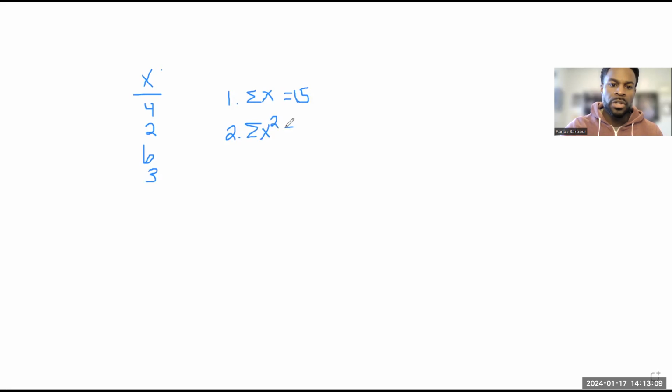So essentially all you're going to do here is square every value. So this should be 4 squared plus 2 squared plus 6 squared plus 3 squared.